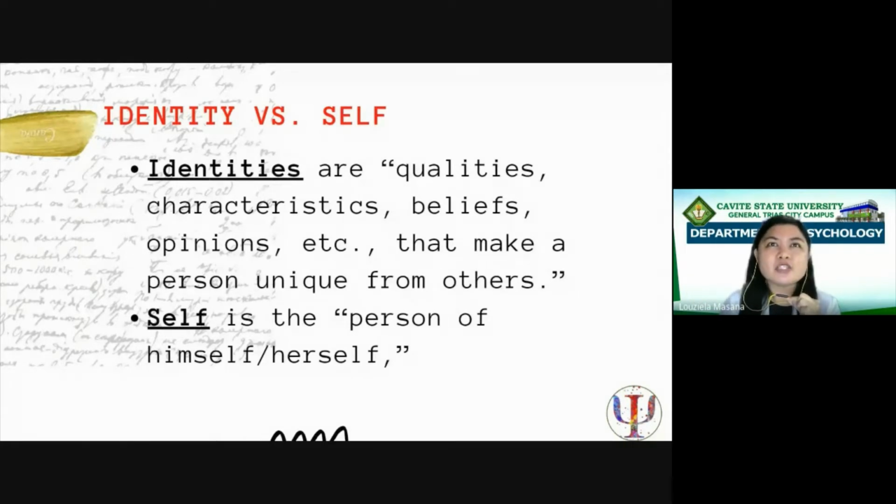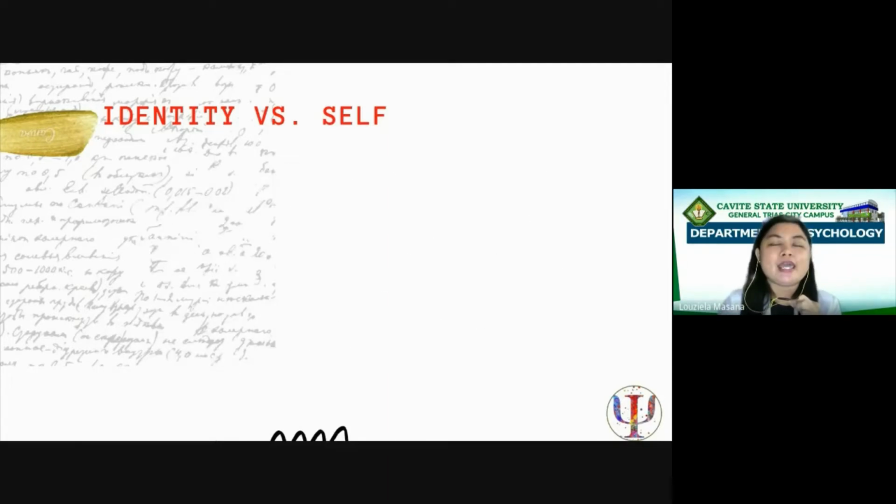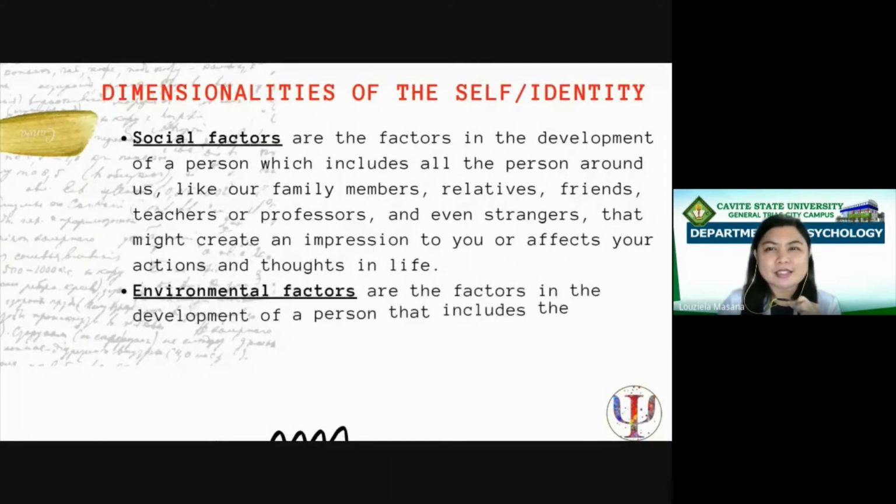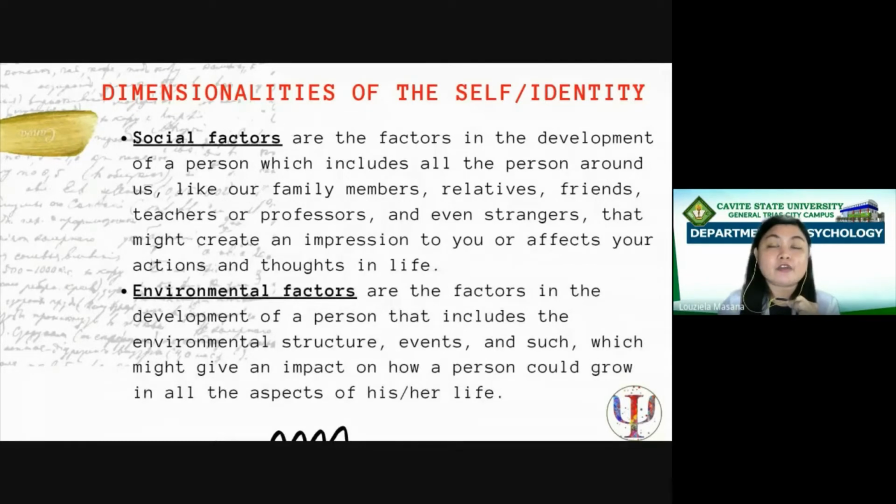And when we talk about self, it has something to do with the person itself, the person of himself or herself. So sa makatuwid, yung self, sakop niya yung identity. Ang isang self ay merong identity, may qualities, may characteristics siya bilang isang self or bilang isang tao. And there are dimensionalities of the self and identity. There are 4.